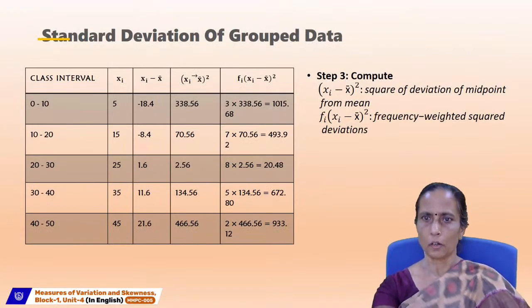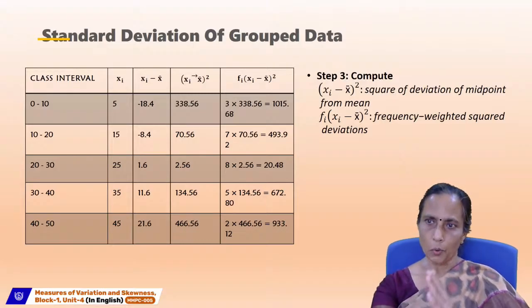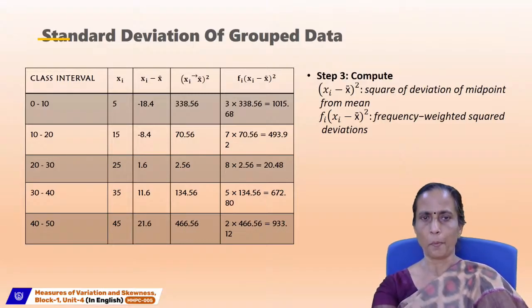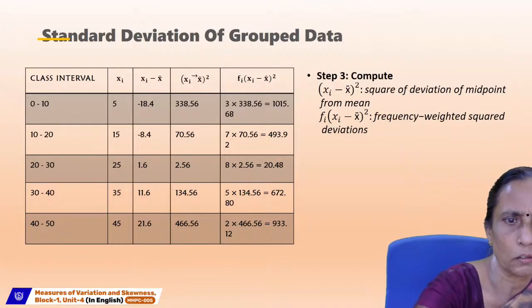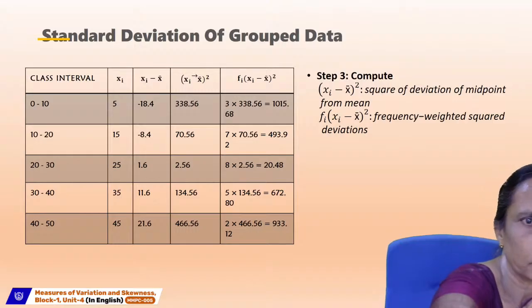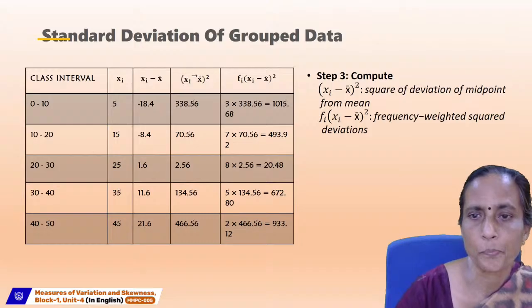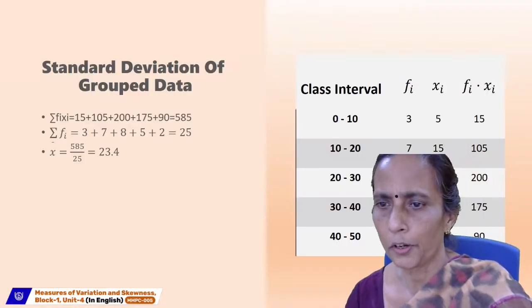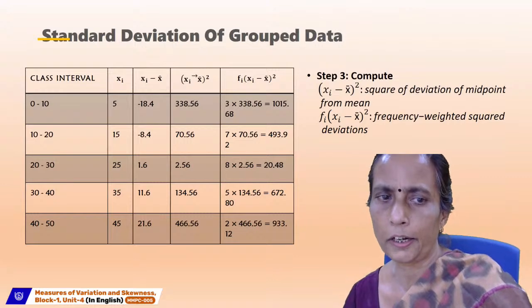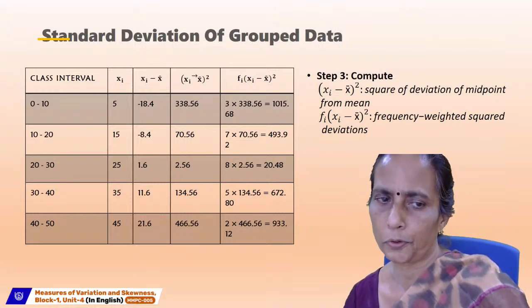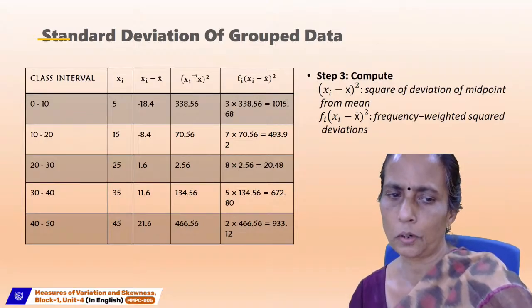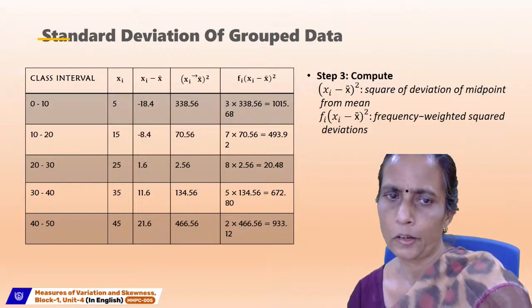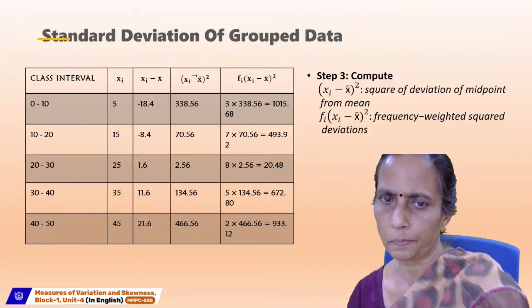The next step is to compute the square of deviation of midpoint from the mean. That is, we next calculate 5 minus 23.4. Okay, and similarly 15 minus 23.4, 25 minus 23.4, 35 minus 23.4, 45 minus 23.4. Okay, then the square of each.